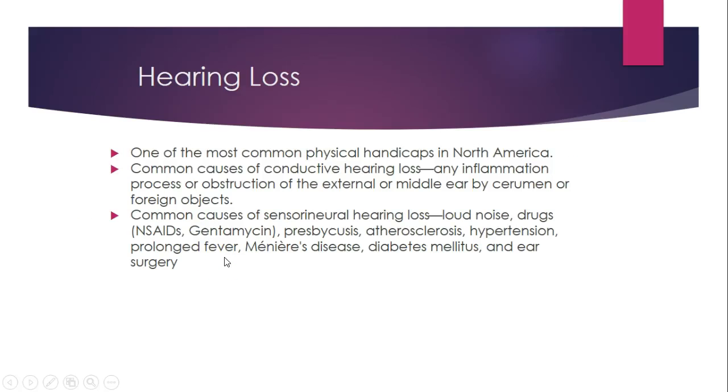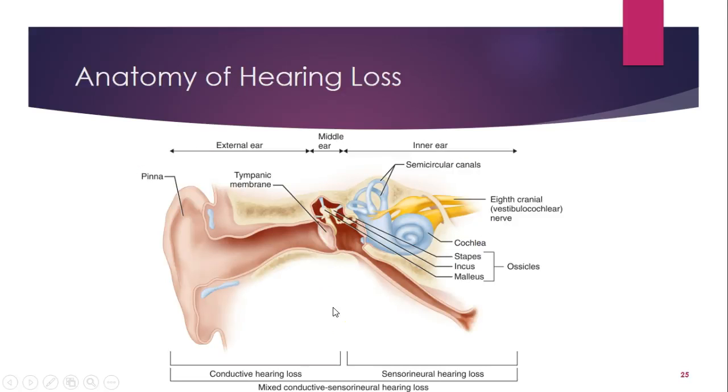Hearing loss is one of the most common physical handicaps in North America. It can be conductive hearing loss or sensory neural, or a combination of the two. Here's where it explains it: external ear, internal ear, and this is how you get conductive versus sensory neural, or it can be a combination of the two.